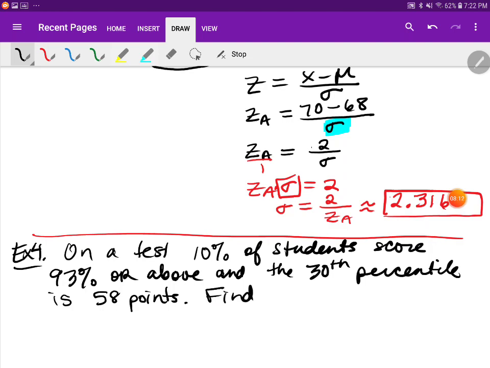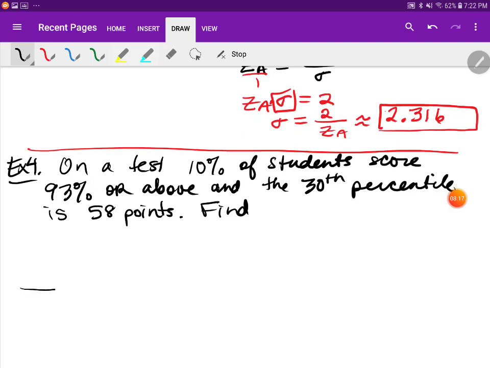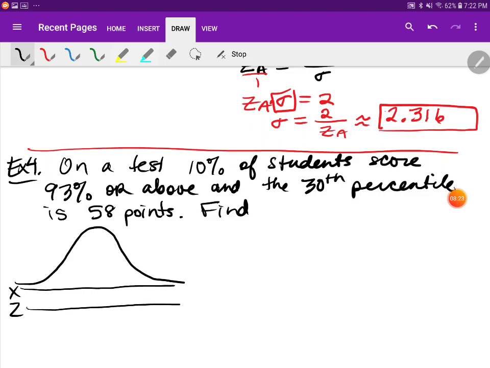Find what's missing. Let's see what's missing. I know what's missing, but let's see if you can figure it out. So we have our distribution. Sometimes when they give me two pieces of information, I like to draw it on different curves, but we'll see if we can see it in the same. 10% of the students score above 93. I think they don't have a percent here. Yeah, they just said 93. So 93 on a test.